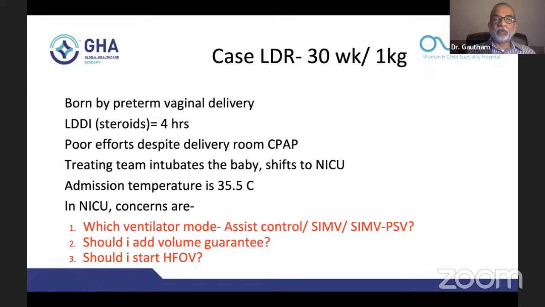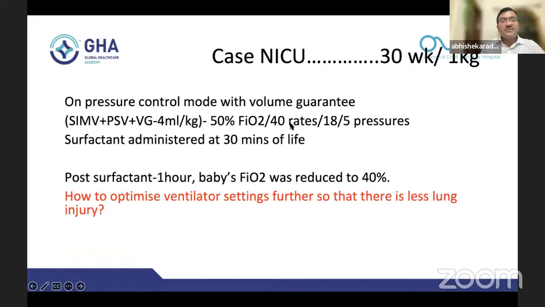Okay, shall we keep going? Right, sir. So the baby was at 30 minutes of life. The baby was managed in the unit using pressure control with volume guarantee. So the baby is requiring 50% oxygen on a MAP of 8. The surfactant was administered at 30 minutes of life. So post-surfactant, the baby is still intubated at 1 hour. We are weaning off the oxygen. The FiO2 is reduced to 40%.